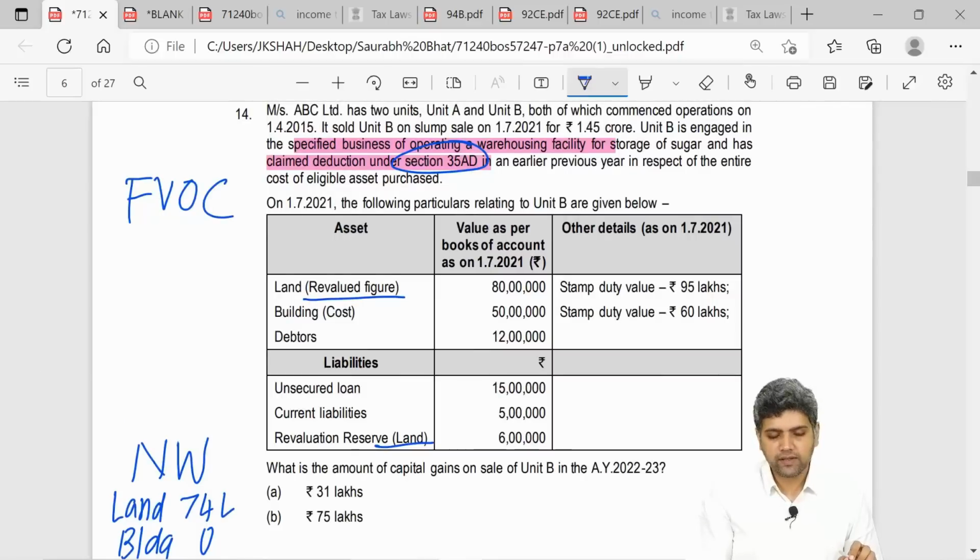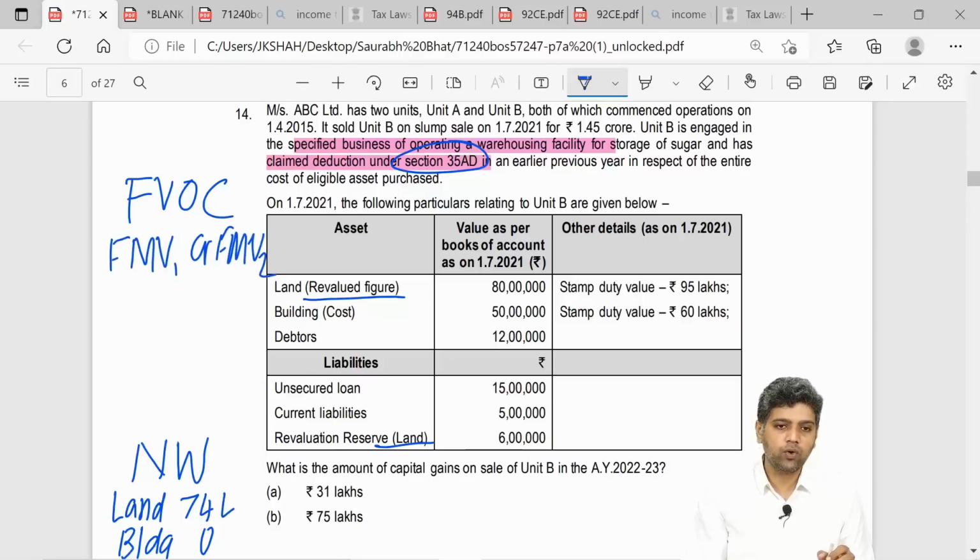As far as FVOC is concerned, we know as per the amendment by Finance Act 21, now we are required to take FMV1 or FMV2. FMV1 is nothing but the FMV of the outgoing assets and FMV2 is nothing but the FMV of the incoming asset. Now here there is no incoming asset as such, rather there is only cash consideration coming. So if you remember that formula, E plus F plus G plus H, there is only E because I have received only money, that is 1.45.